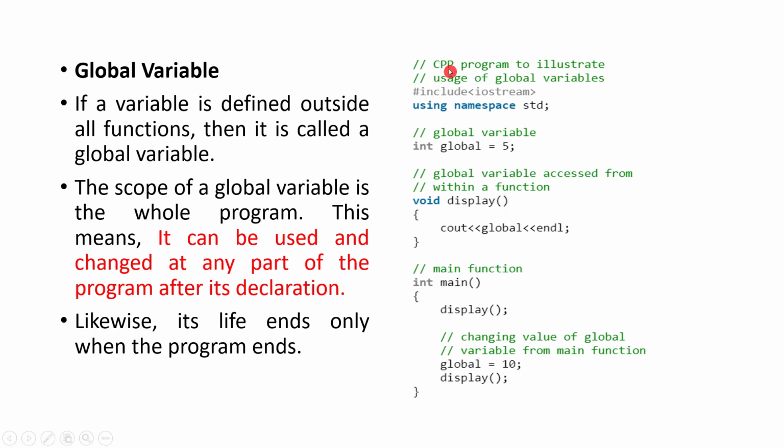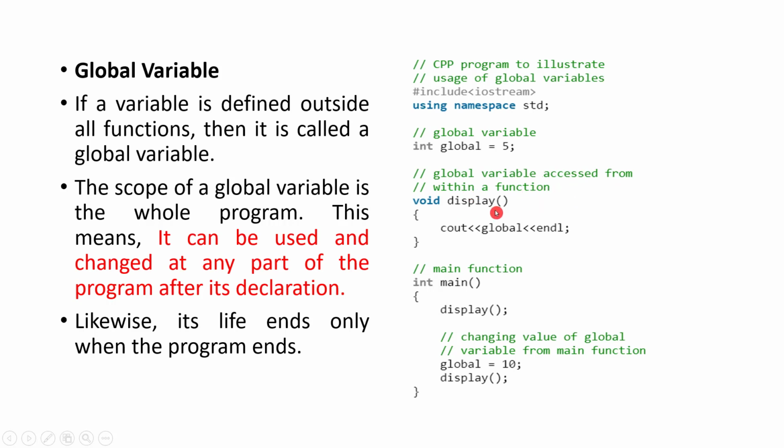This is a C++ program to illustrate the use of global variables. These comments won't be read by the compiler. Okay, we have the include iostream and using namespace std. Then the global variable: int global = 5. We are defining global equal to 5 for the entire program. The global variable is accessed from within the function.